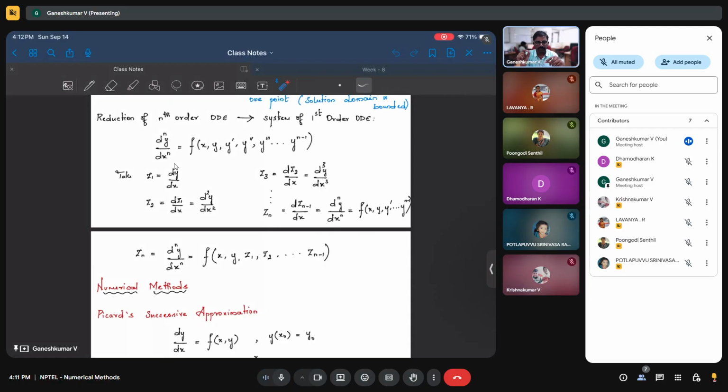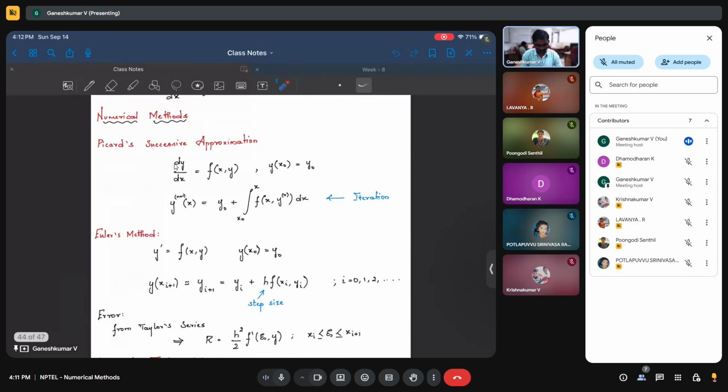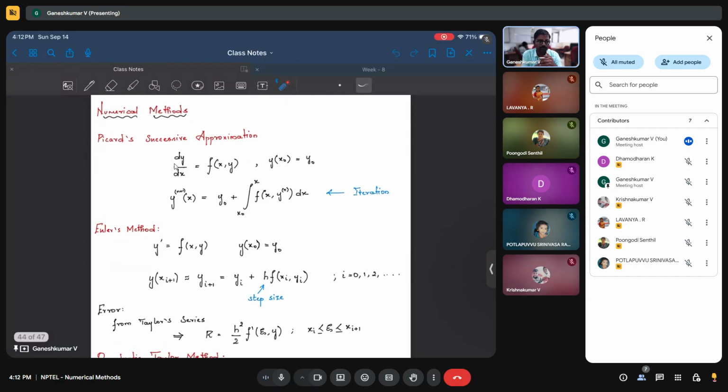So we convert that into a system of ODEs and we apply the formulas. Okay. If time permits, we will look into how this can be done today. And then we jumped into numerical methods on how to solve such systems.